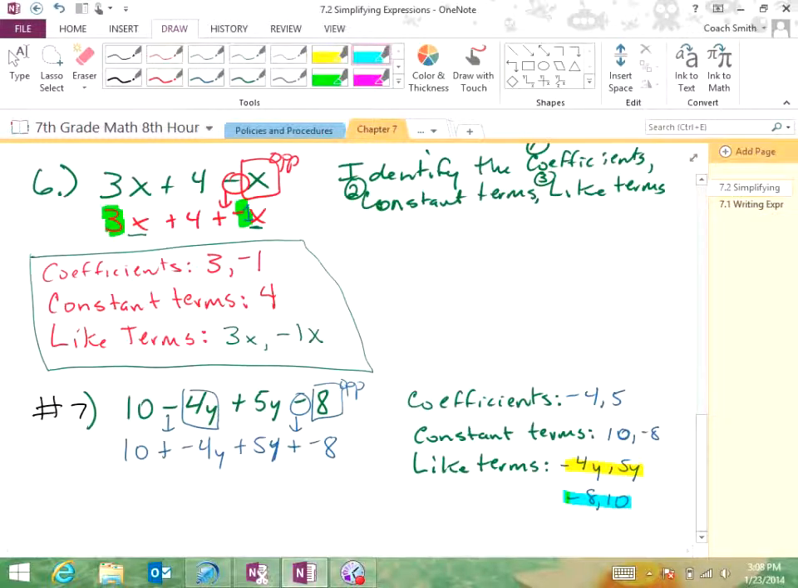The reason that -8 and 10 are like terms is because they're both constants. Also, do either one of them have a variable? No. So their variables are identical, they just don't have one. And so that's why you can do that on those. All right? So I want you to try number 8 on your own.